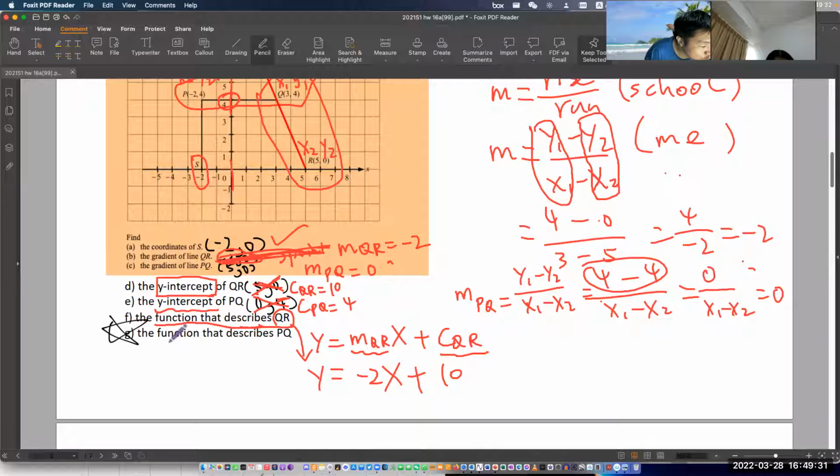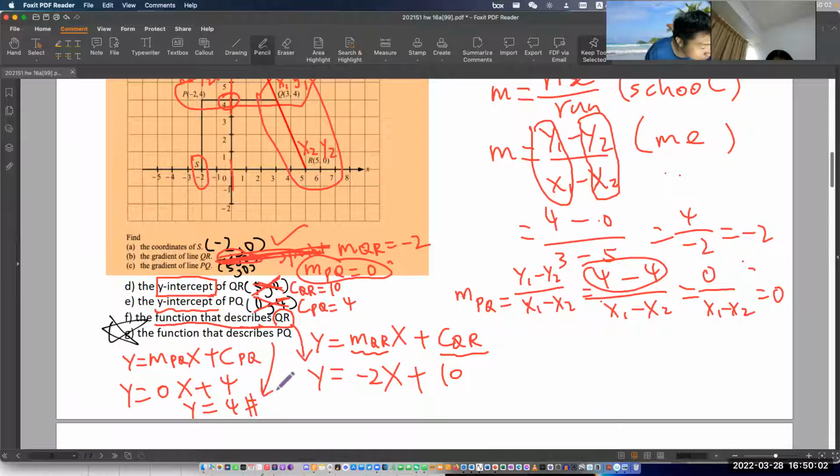Similarly, you need to find a function that describes PQ. Y is equal to MPQ x plus CPQ. Why do I write PQ and PQ? I just want to remind myself I need to find the gradient of PQ, and then the y-intercept of PQ, which I have already found previously. So MPQ, where is MPQ? Here, 0. CPQ is 4. So if you simplify this, you get y is equal to 4. So that's done.